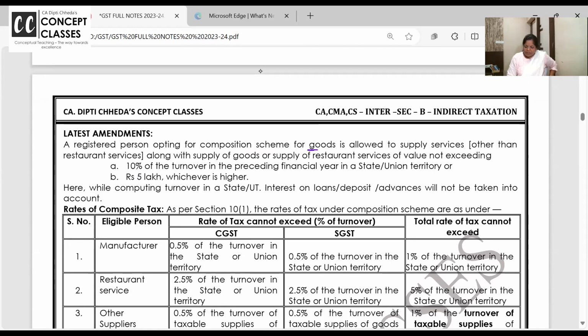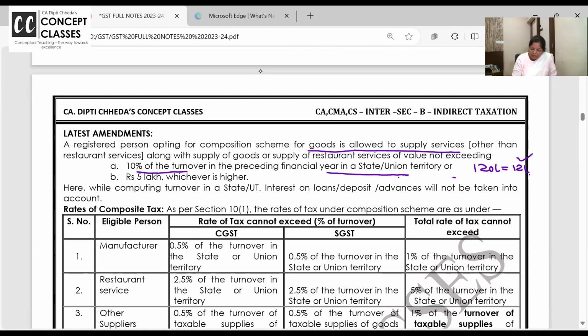A person opting for composition scheme for goods can also give services other than restaurant along with the supply of goods or supply of restaurant services of the value not exceeding 10% of the turnover in the preceding financial year in that state. Meaning, now taxable turnover, no? Whatever turnover on which you are paying composition scheme, I gave you example 120 lakhs, so 10% of it, 12 lakh or 5 lakh, whichever is higher. So till 12 lakh, in 120 lakhs sale of goods you can give services. Otherwise, if you give services more, you are out of composition.